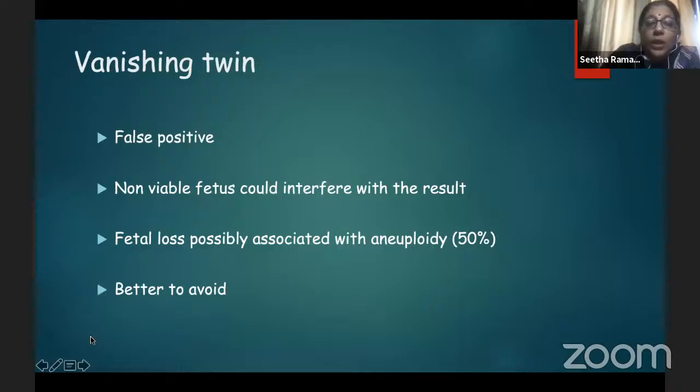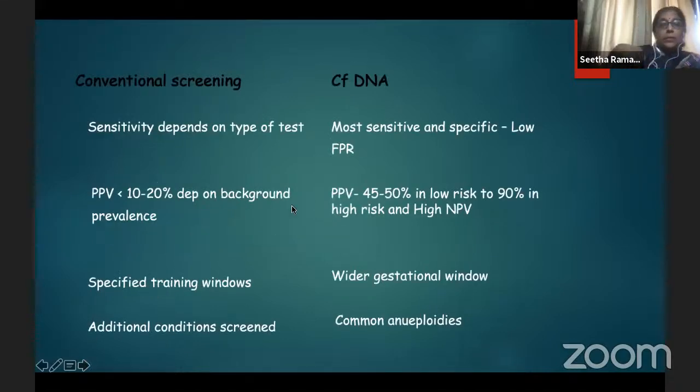If you want to do it, you should do it almost 6 to 8 weeks after the... if the vanishing twin is there, it has to be preferably avoided. So if you compare the conventional screening with cell-free fetal DNA, of course, the sensitivity depends on the type of test you use in conventional screening. But in cell-free DNA, it is very sensitive and specific, with a very low false positive rate.